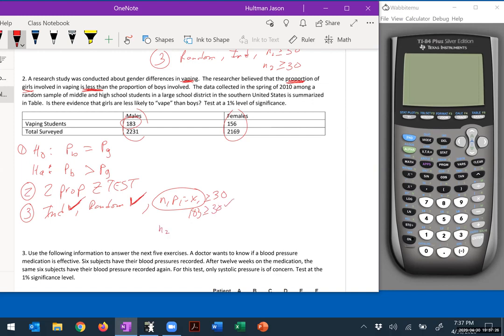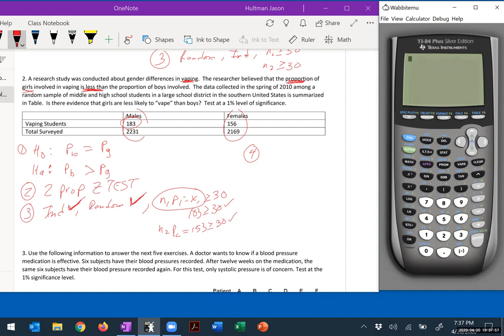What about the second group, which is the females, N2, P2? How many girls are vaping there? Well, that's 153, greater than or equal to 30. Yes, that checks as well. So 1, 2, and 3 check. What about 4? Let's run the values here. So this is going to be a 2-prop z-test with summary statistics.